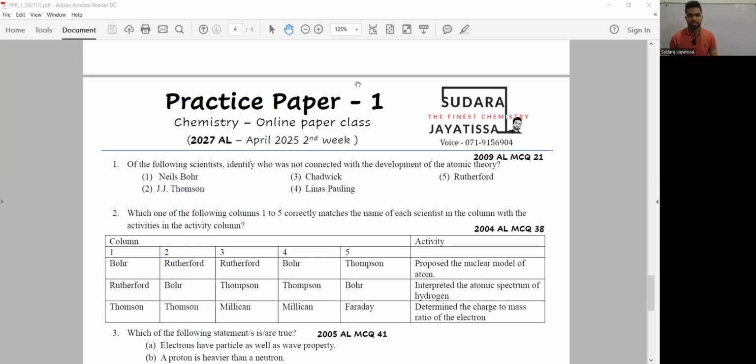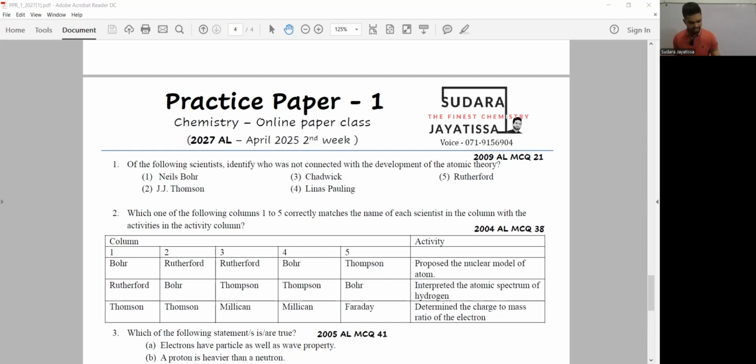Yes, very good. The scientist not connected to the development of atomic theory is Linus Pauling. So what exactly is Pauling connected to? You may know that one. Pauling scale, electronegativity. Okay, very good. In your printed paper, you can write in front of Linus Pauling: electronegativity. We'll be discussing the Pauling scale in our atomic structure lesson under periodic properties. There will be more writing then, but for now just know Pauling is connected only with electronegativity, so he is not connected with atomic models.